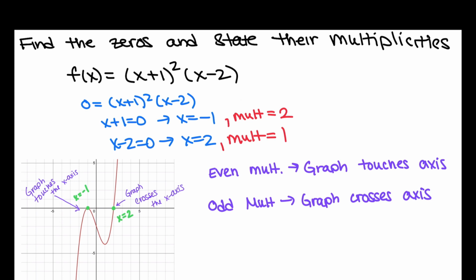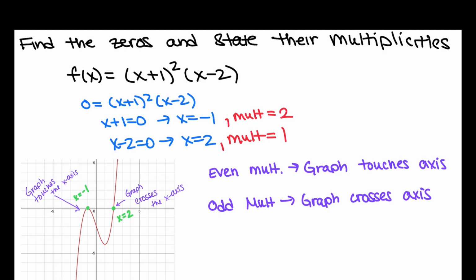Now, why do we care about multiplicities? They give us information about the graph of the polynomial. So I put into a computer this function y equals (x plus 1) squared times (x minus 2). And I have on the screen what the computer generated for me.